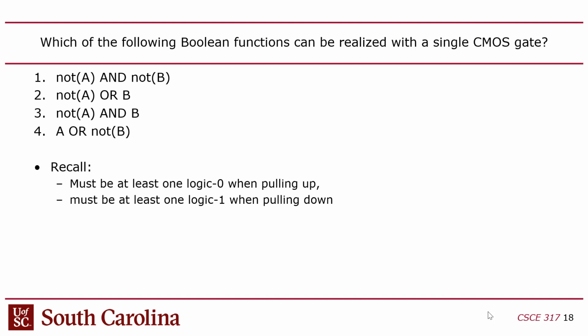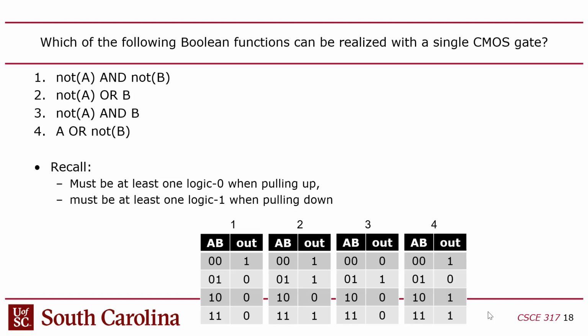So this is a more general question then. Which of the following Boolean functions can be realized with a single CMOS gate? If you look at these functions, these are just ANDs and ORs, but then I negate certain things. So the rule here is there must be at least one logic 0 input when pulling up, and there must be at least one logic 1 input when pulling down. So there's 4 functions, and here are the 4 truth tables.